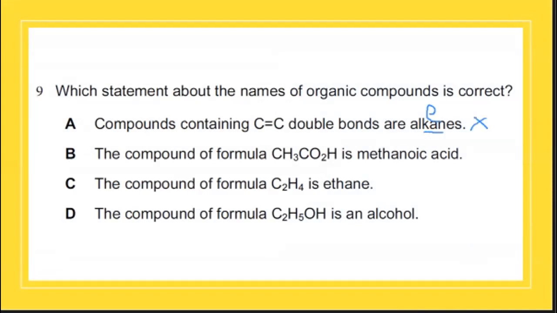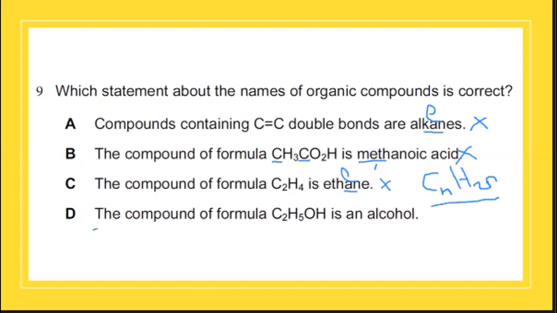The compound of formula CH3CO2H is methanoic acid. Meth is one, but we have two carbons present, so this cannot be methanoic acid. So this is wrong. The compound of the formula C2H4 is ethane. No, this has the formula CnH2n, so that is telling us that we have an alkene, not an alkane. So this should be ethene, not ethane. So this again is wrong.